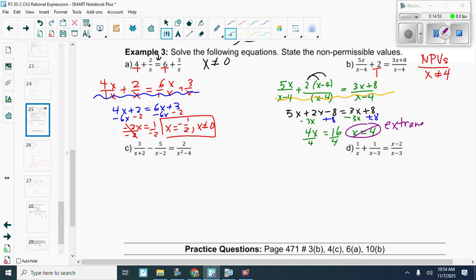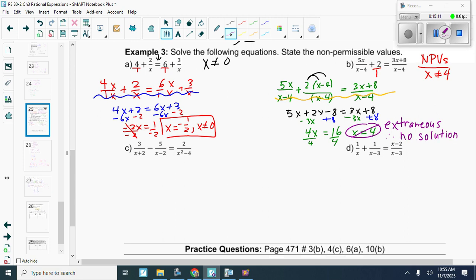You use the little triangle, the little 3 dots, to mean therefore. Have you done that in science? Okay, that's what that means. Therefore, there's no solution.